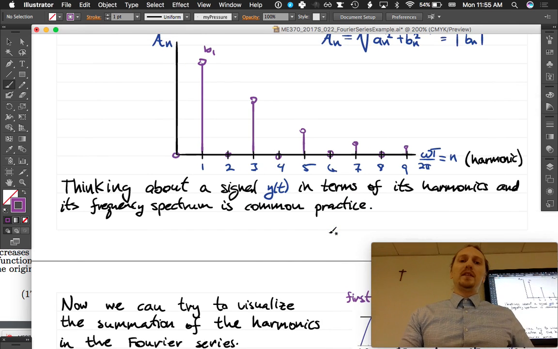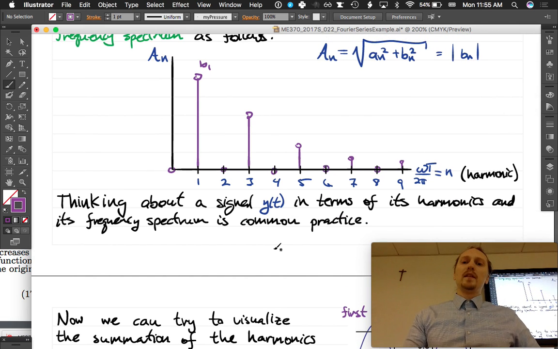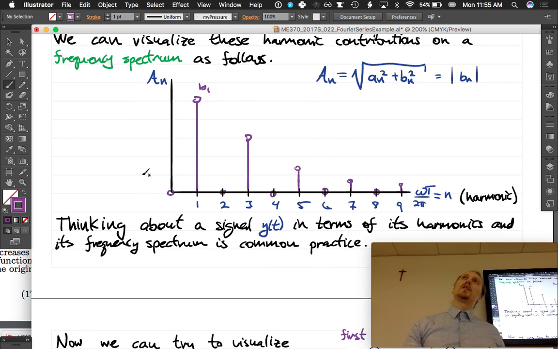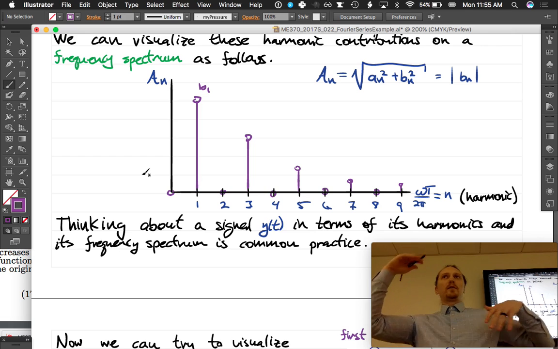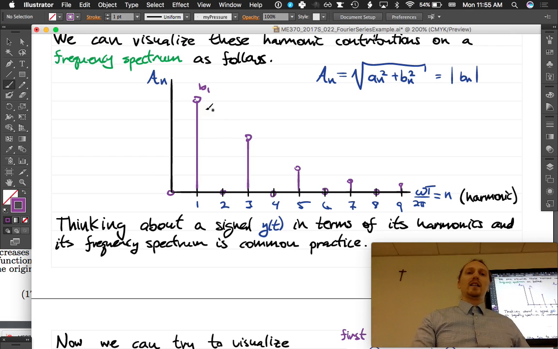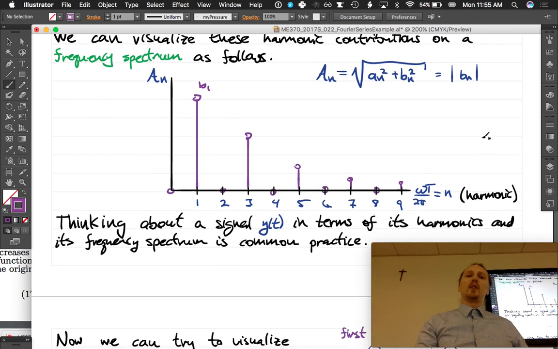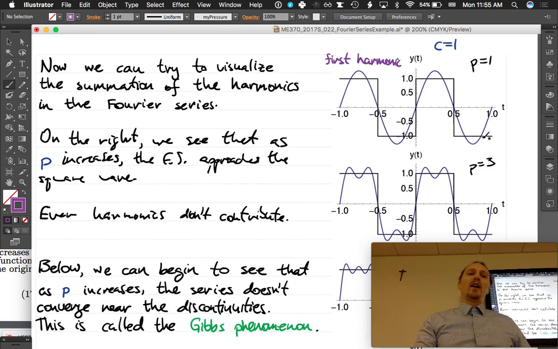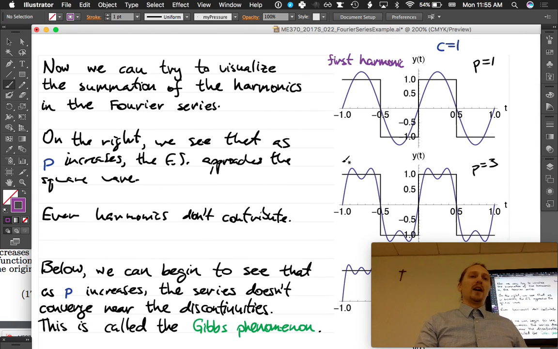So thinking about the signal y of t in terms of its harmonics and its frequency spectrum is common practice. So we think about it as being, oh, okay, it's a square wave in the time domain. But in the frequency domain, it looks like these descending harmonics, okay? And now I just want to talk about visualizing this. We're trying to visualize the summation of the harmonics in the Fourier series.